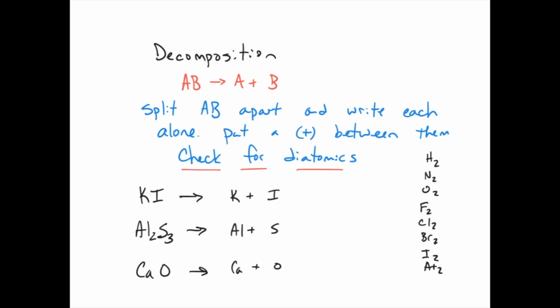A metal will never be a diatomic. A cation cannot be diatomic unless it's hydrogen. So if it's a metal, it stays as monoatomic, for example aluminum and calcium. But these other ones, these anions, I double check.